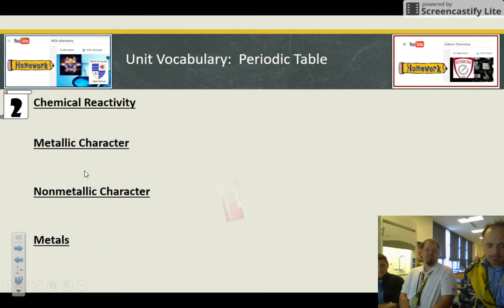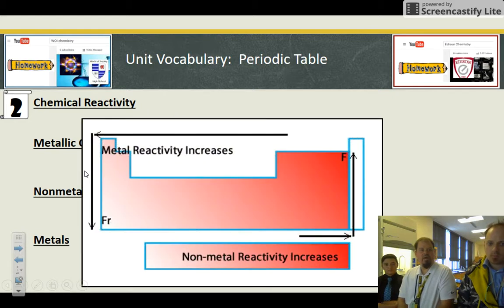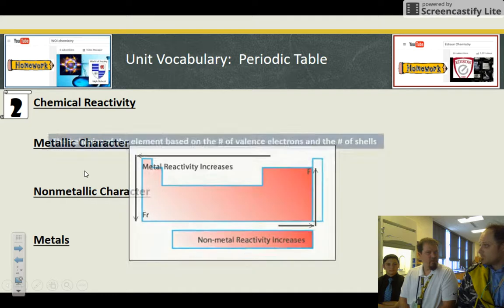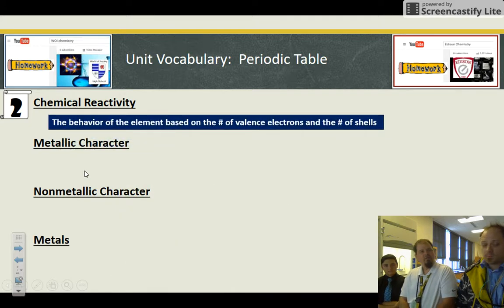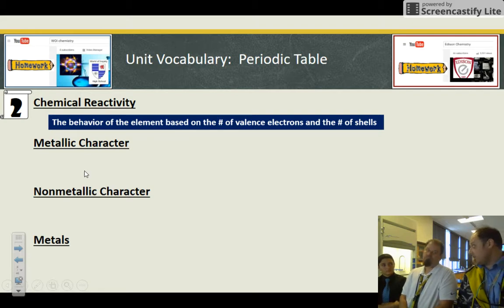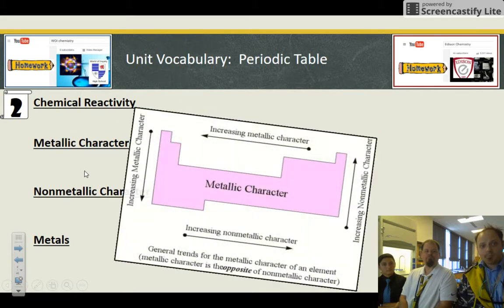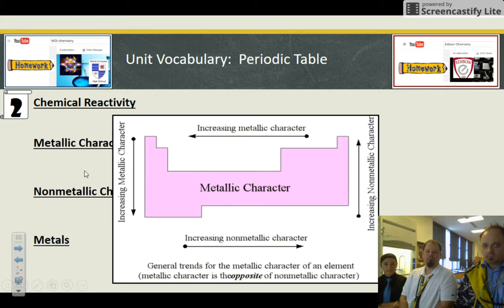Chemical reactivity. Here's a little graph that talks about metal and non-metal reactivity, where the most reactive metals and non-metals are. This is the behavior of an element based on its number of valence electrons and the total number of shells. There's lots of things that go into that, but it's basically the behavior of elements. That's really it.